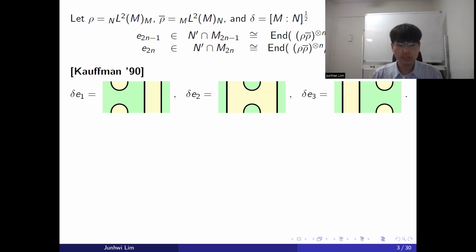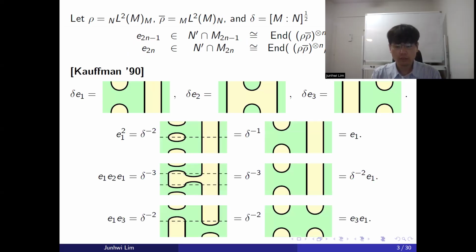Kauffman introduced a nice diagrammatic expression for the Jones projection. And using these diagrams, we can verify the previous three relations. The rule is to stack the diagram on top of the other whenever we multiply two elements. And if that creates a loop, we remove it and replace it by a scalar delta. So in the case of E1 squared, we remove the loop in the middle and get a scalar delta.